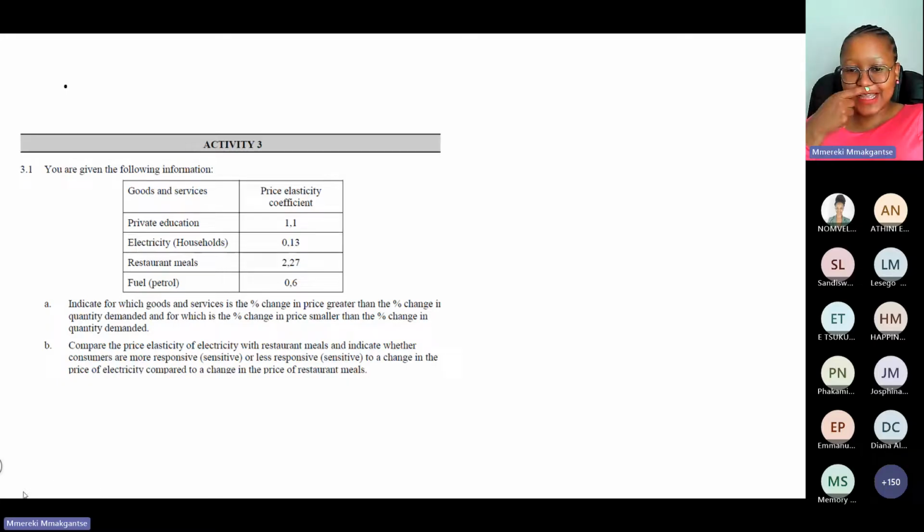Now, let's do activity 3. You are given the following: private education 1.1, the elasticity. Looking at the table above, indicate for which goods and services the percentage change in price is greater than the percentage change in quantity demanded, and for which the change in price is smaller than the change in quantity demanded. Guys, please attempt to do this exercise.